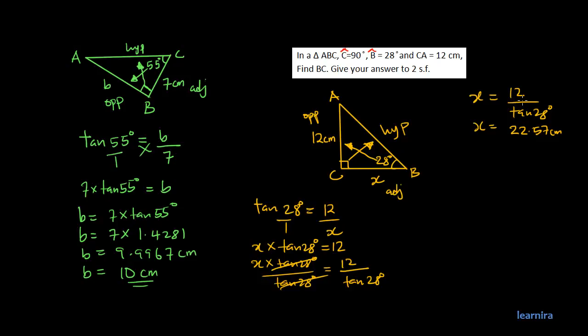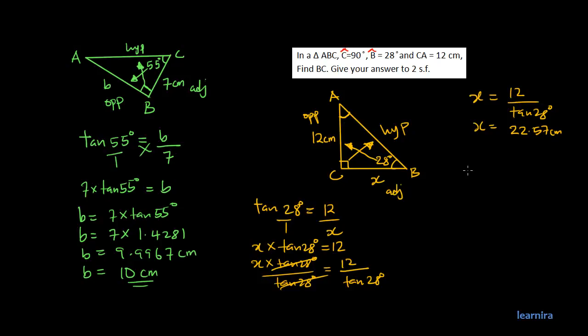It looks cumbersome to divide 12 by tan 28 without the calculator. It's definitely going to be a bit cumbersome. So without the calculator, how do we tend to solve this type of problem? We need to find the complement of the angle 28 degrees and use that angle to solve this type of problem. So the complement of the angle 28 degrees, which is B, is the angle at A.